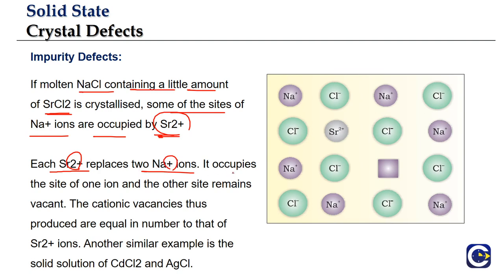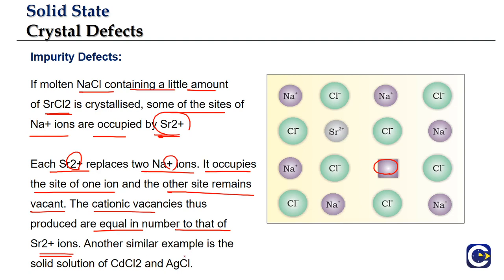And what would happen as a result of it? The strontium will not go and occupy the place of 2 Na plus. It will only occupy the place of 1 Na plus. So it will occupy the place of one site, and the other site will remain vacant. And these cationic vacancies we are able to create, right? The vacancies that are getting created will be exactly equal to the number of strontium ions.